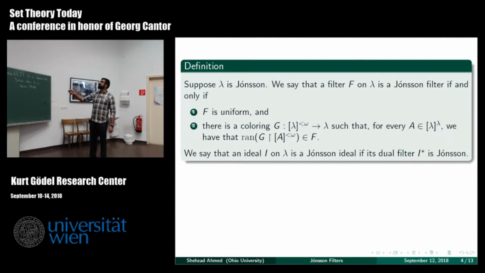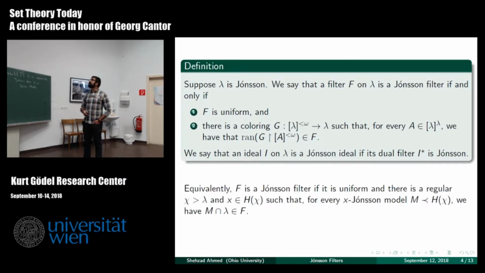Just to have some notation here, I_A is a Jónsson ideal if its dual filter is Jónsson. I have a tendency of working with ideals on occasion, so I can flip back and forth between the two. It does have an equivalent definition in terms of elementary submodels as well. So if it's Jónsson, if it's uniform and there's a regular χ greater than λ, x in H(χ), such that anytime I have a Jónsson model that sees x, f swallows M's intersection with λ.